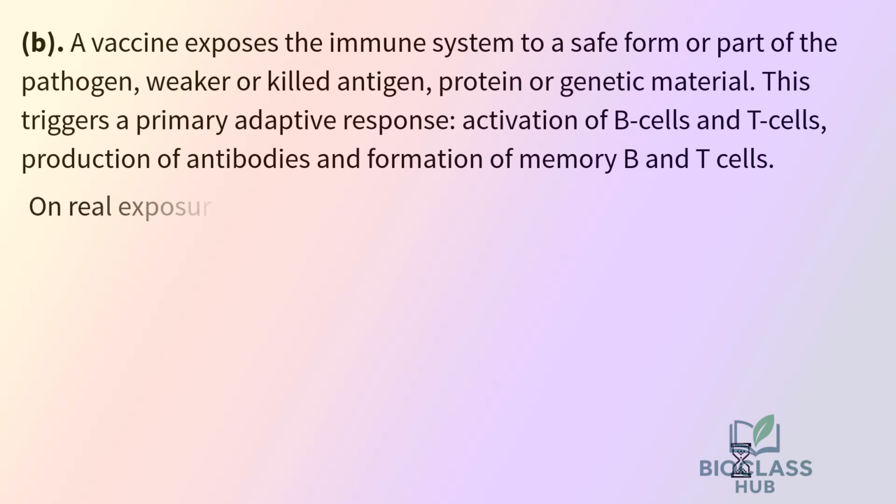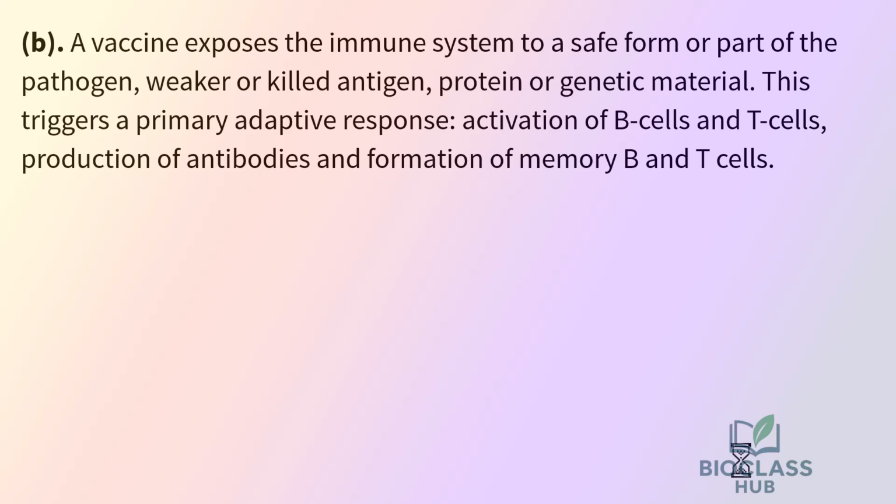A vaccine exposes the immune system to a safe form or part of the pathogen: a weakened or killed antigen, protein, or genetic material. This triggers a primary adaptive response: activation of B cells and T cells, production of antibodies, and formation of memory B and T cells.